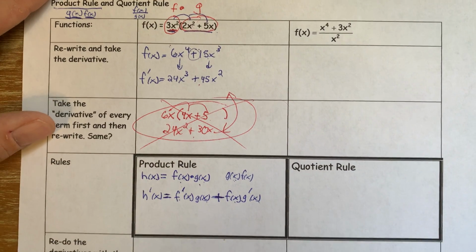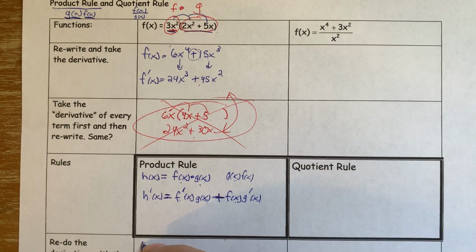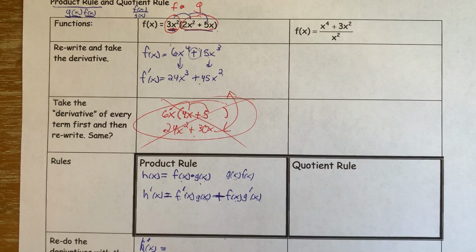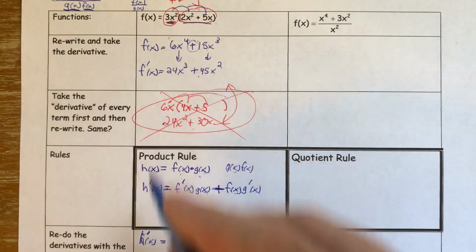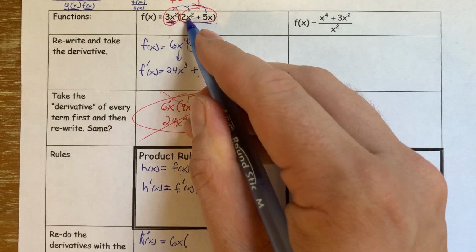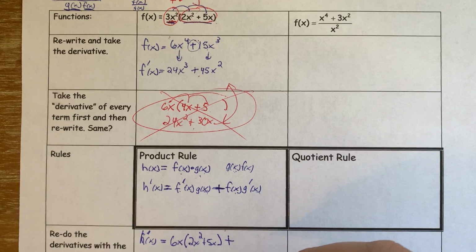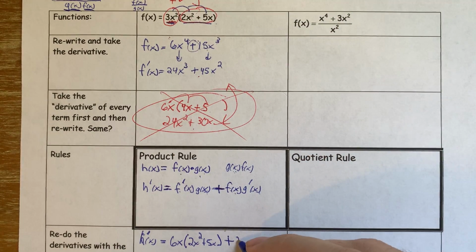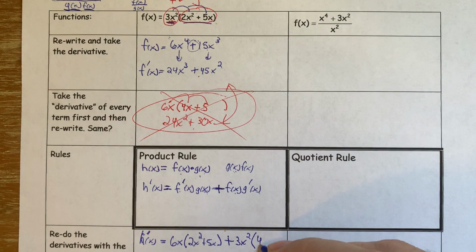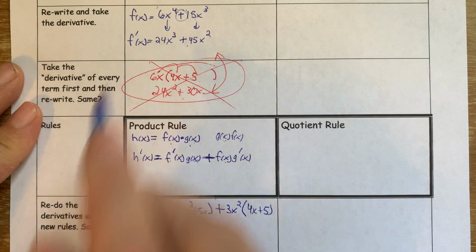And the product rule says I can do this using this rule by saying, I'm going to call this h of x instead. H prime of x will equal, we do the derivative of the first one. So the derivative of 3x squared is 6x times the second one left alone. Plus, we leave the first one alone, times the derivative of the second one. And the derivative of this one is 4x plus 5. And now when we simplify, I sure hope it comes out to be this other right one.